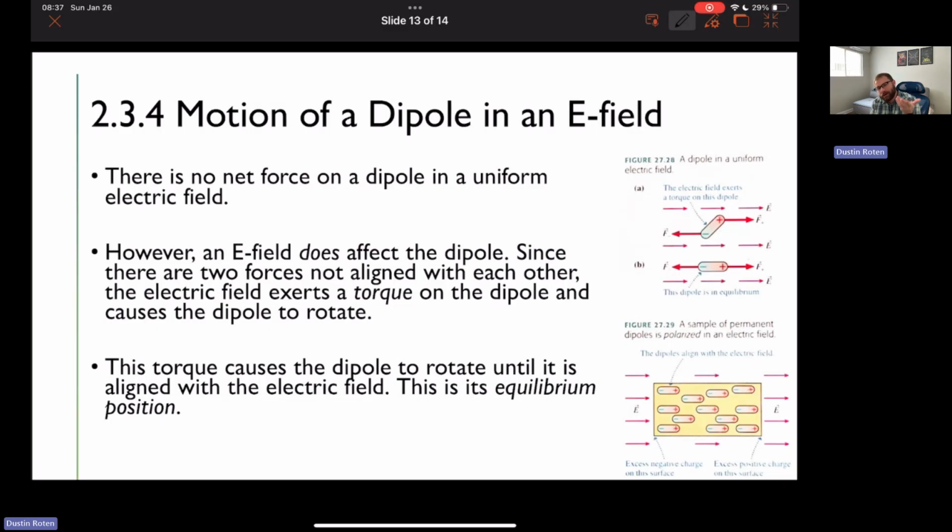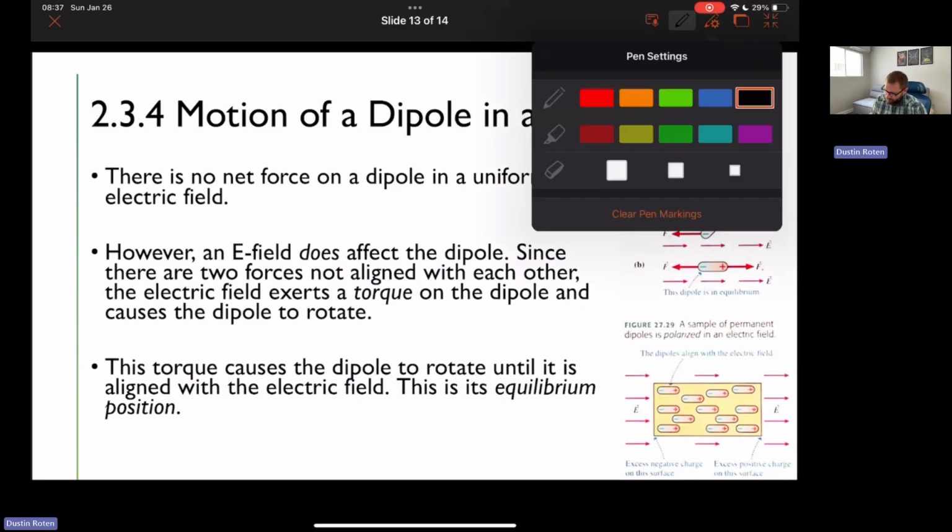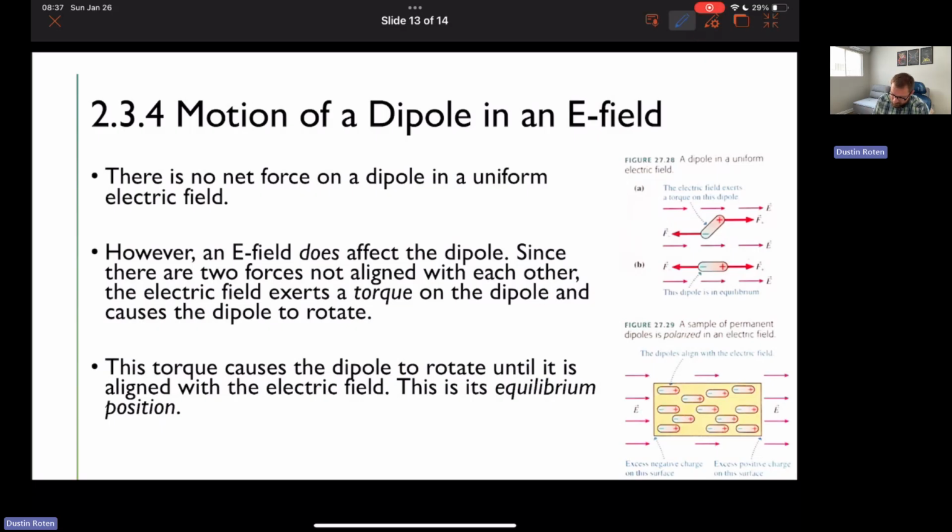Now, that's a point charge. What about something a little more complicated inside an electric field? So it turns out if we want to think about dipoles, since we know what those are now, we can actually take a dipole and think about what's going to happen to it in a uniform electric field. What's really weird is there's no net force on a dipole in a uniform electric field, but the electric field does affect the dipole.